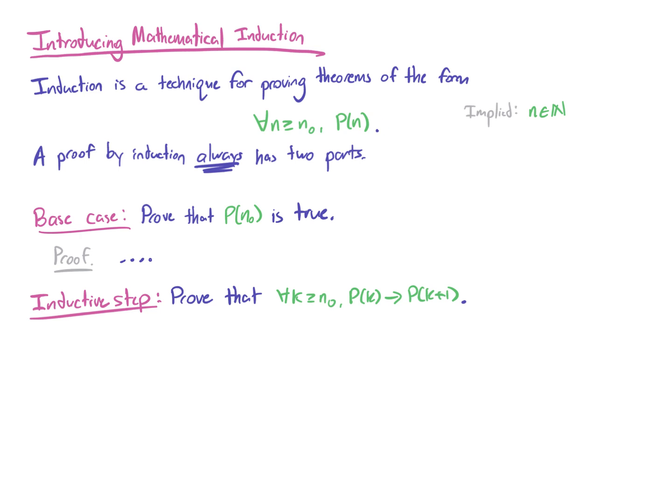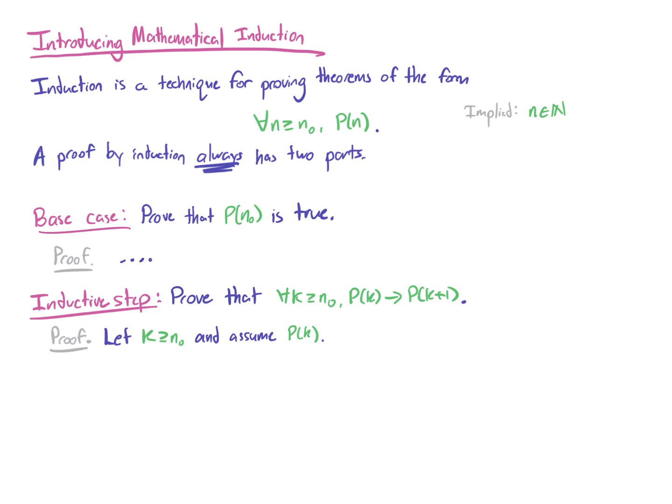Because this is an implication for all k greater than or equal to n naught, P of k implies P of k plus 1, I have a certain structure of a proof I need to do here. Often the inductive step is a direct proof. We just have to be careful about how we set it up. We need to consider the fact that k must be greater than the threshold. So we begin inductive proofs by saying, let k be greater than or equal to n naught, and assume that P of k is true.